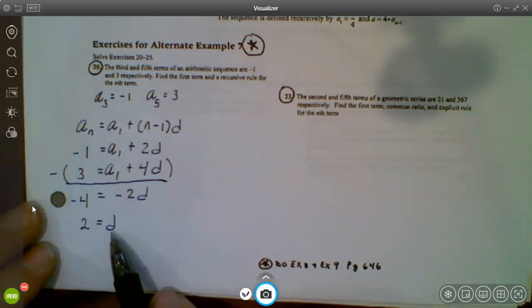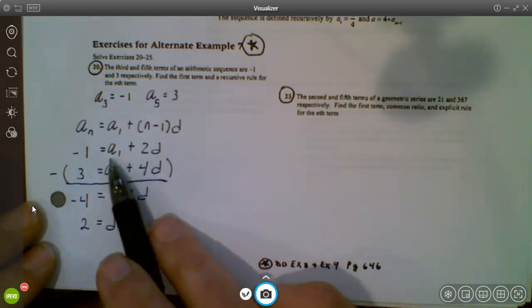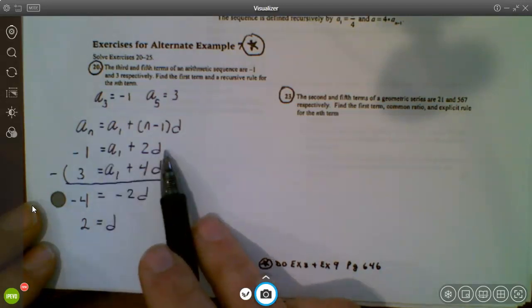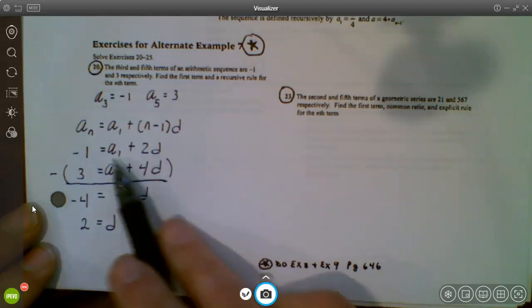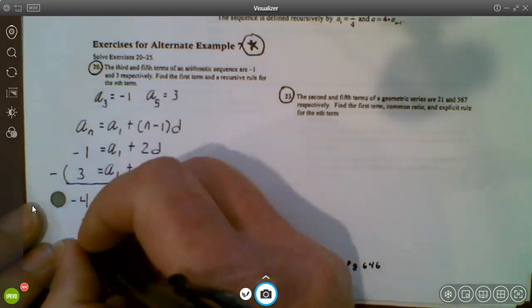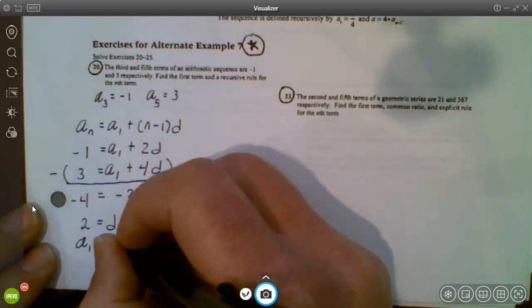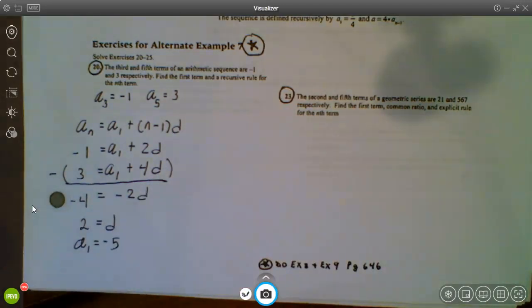And now that I know my common difference is 2, I can simply plug that back into either one of these in order to figure out my first term. So if I put a 2 right there and solve that equation, that would be 4, subtract the 4, and I get -5 as my first term. All right, so now I can write the recursive and explicit rules now that I know what these guys are.